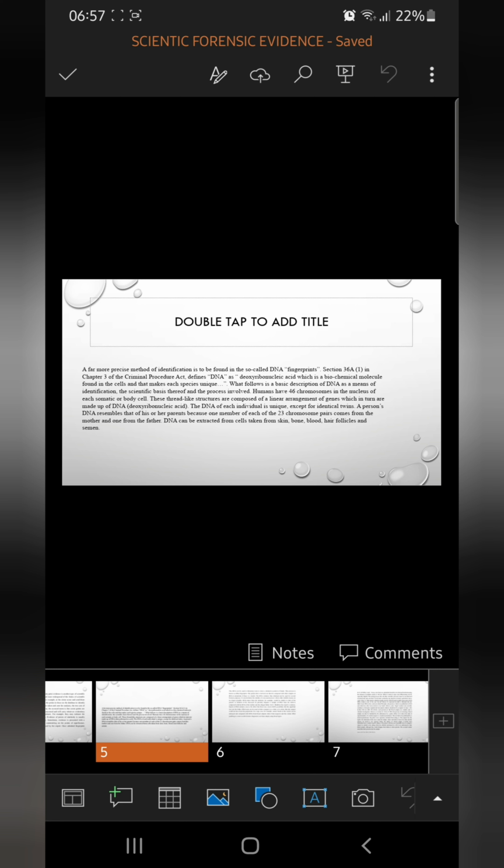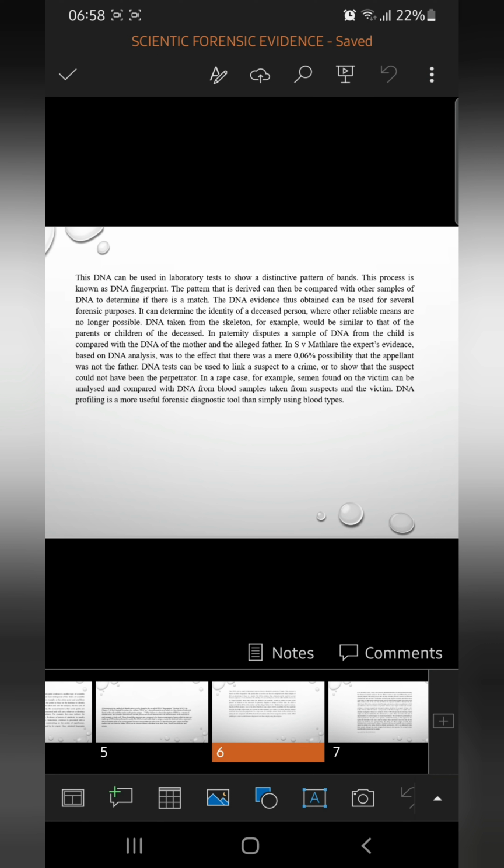DNA can be extracted from cells taken from skin, bone, blood, hair, fossils, and semen. This DNA can be used in a laboratory test to show a distinctive pattern of bands. This process is known as DNA fingerprinting. The pattern that is derived can then be compared with other samples of DNA to determine if there is a match. The DNA evidence that is obtained can be used for several forensic purposes.